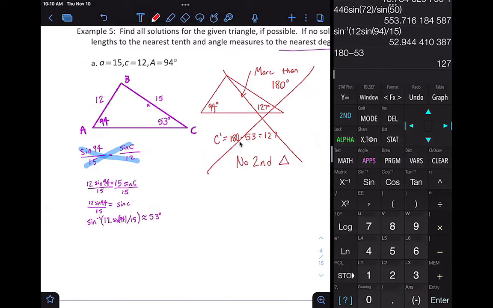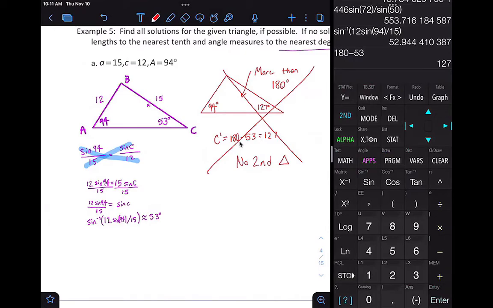All right, it's just going to take a couple of examples to really get down. I'll show you all the different variations there. But once again, to recap how we get the 127, we took 180 minus 53. We got 127. We took the original angle we started with, 94. And 94 plus 127 is already bigger than 180, so you wouldn't have enough degrees to make your final angle.